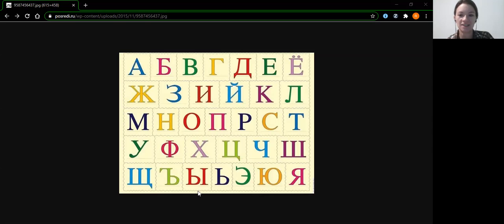Ы, the little smile. Soft sign, like a short e at the end of the word, like брать. Э, ю, я.